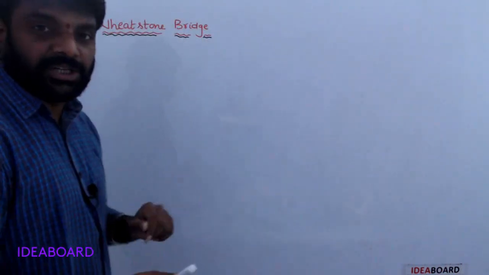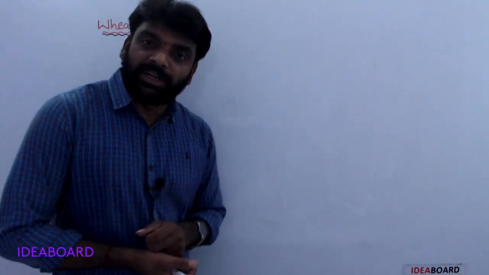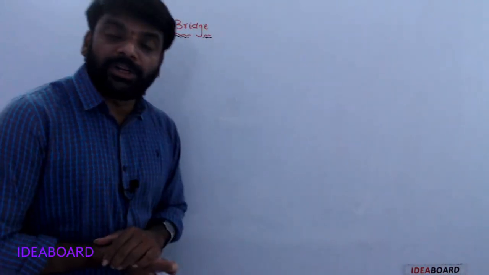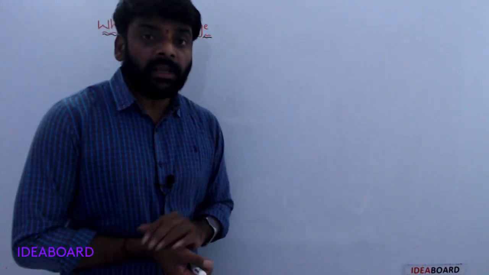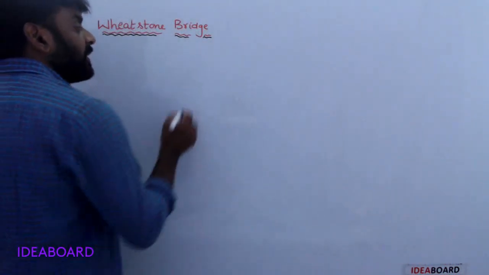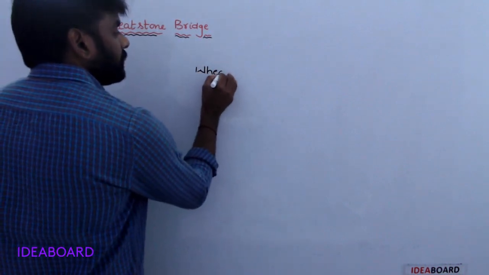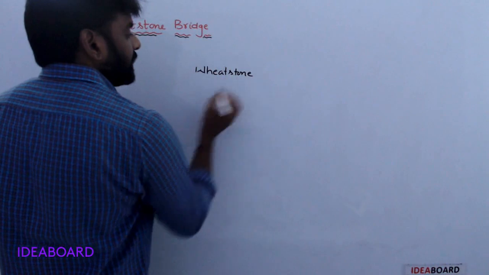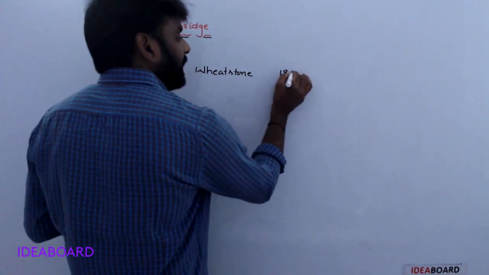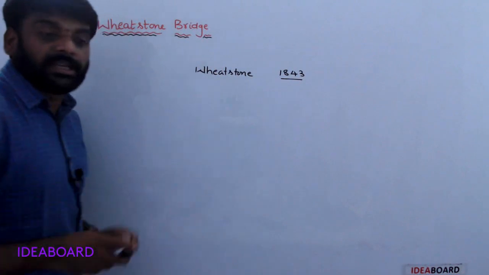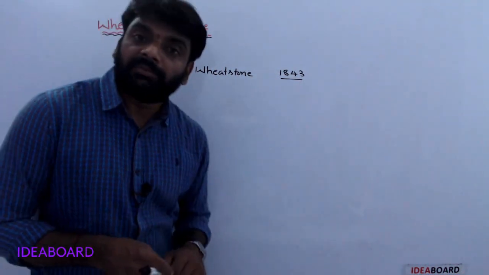Hi students, today our topic is Wheatstone Bridge. What is the use of Wheatstone Bridge? To find out the resistance of a resistor accurately. To find out the resistance of a resistor accurately, one useful device is the Wheatstone Bridge. It was suggested by Wheatstone in 1843.